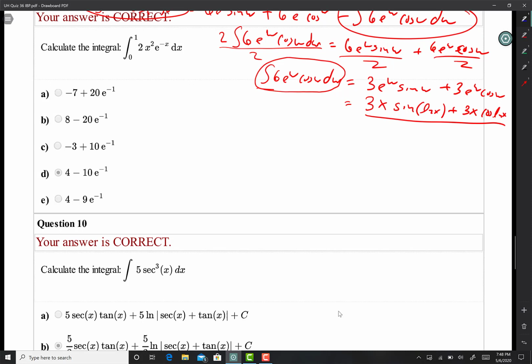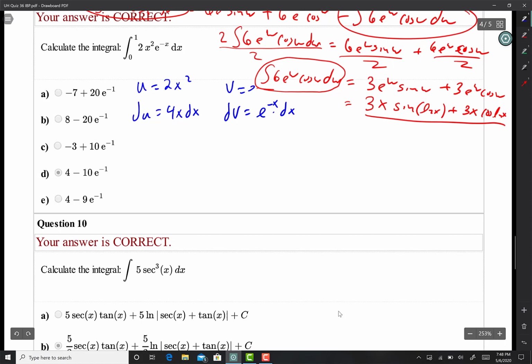So let's just start. This looks like we're just going to go right into it. I think we might have to do it twice. U is equal to 2x squared, so then du is equal to 4x dx. And then v and dv: dv has to be e to the negative x dx, and v has to be e to the negative x.